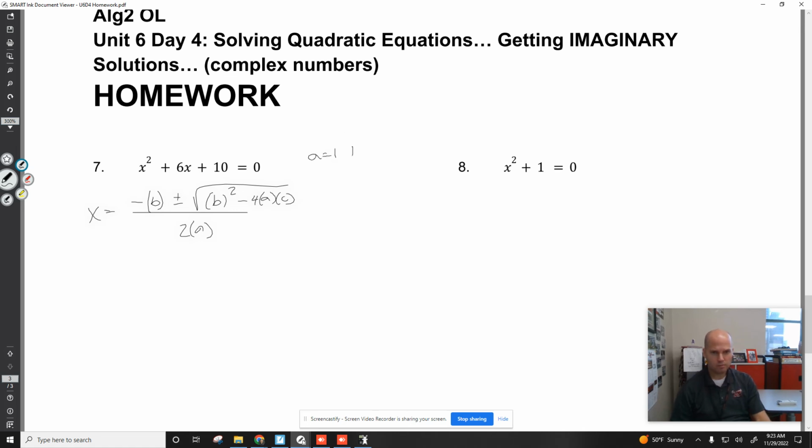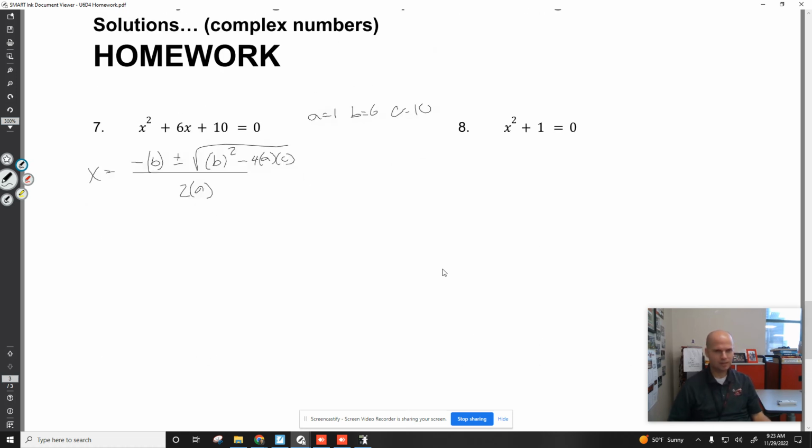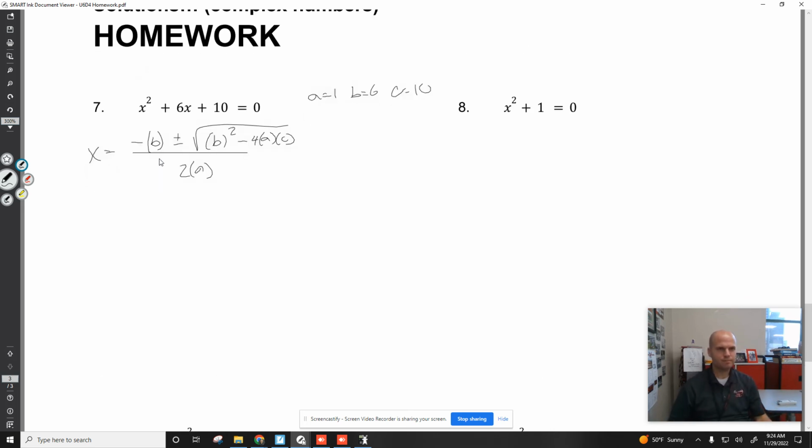A is 1, B is 6, C is 10. I wish I made B negative. That way, like we practice, the opposite of B. Sorry. I'm better than that. I made this homework after my hip surgery, so I was a little loopy. And I could have done better.